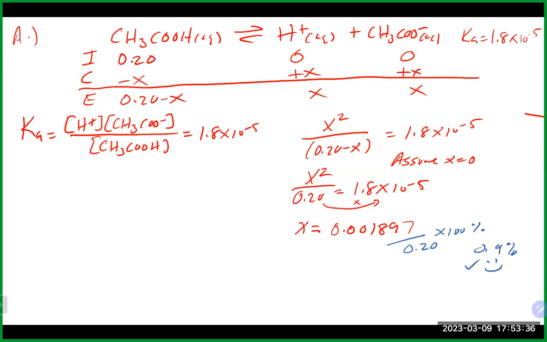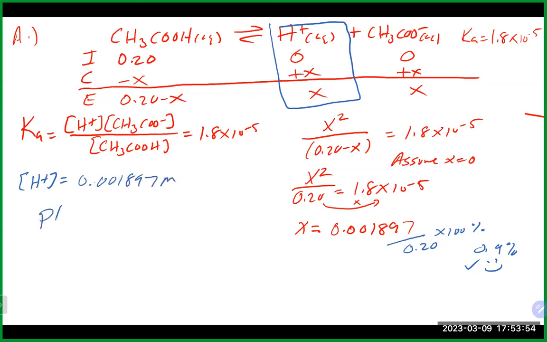Once again, here we're looking for the pH. So really, we just need the X value from our table. We can see that the X value equals the H plus concentration. So our H plus concentration in this case would be 0.001897 molar. That means our pH would equal minus the log of that number.